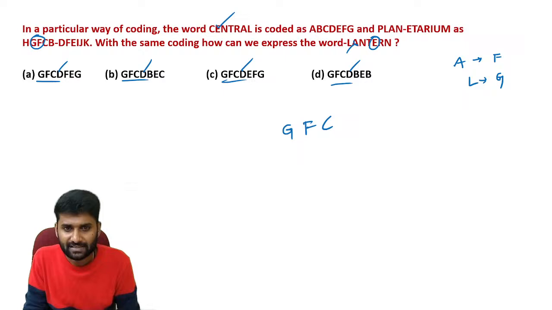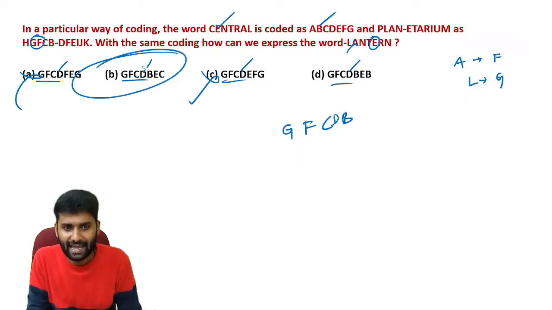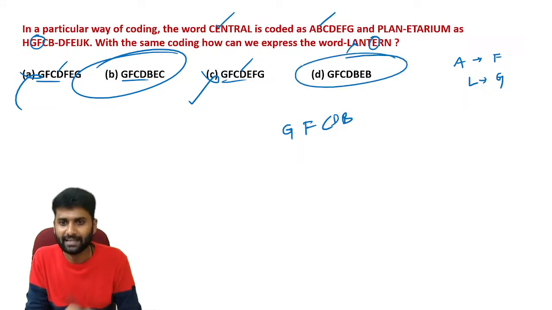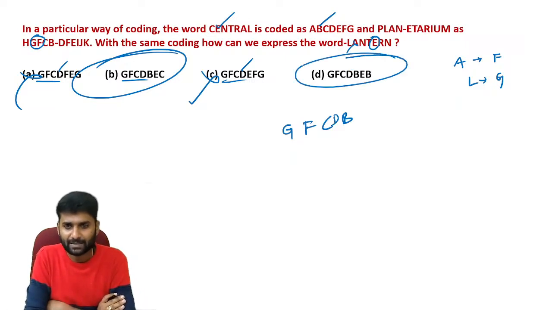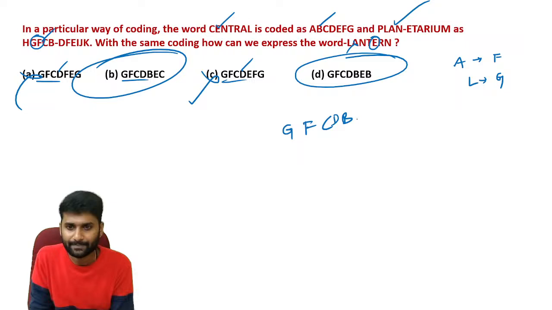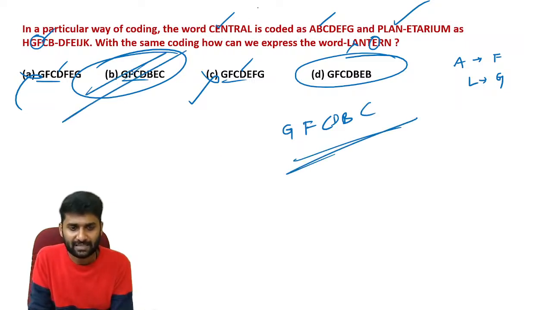E, the second letter, is represented by B. So GFCB. So the fifth position must be B. So C is eliminated, A is eliminated. Either it can be B or D, guys. Now tell me, is it B or D? Just go with the last letter N. According to this information, N is coded as C. So we require the last letter to be C. B is the correct answer.